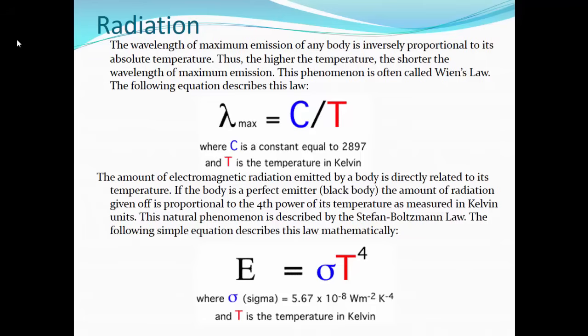So what do you need to remember? What do you need to write down? Absolutely. Both the wavelength of maximum emission and the amount of electromagnetic radiation of energy are related to the temperature of the object. The wavelength of maximum emission is inversely proportional, and the amount of energy is directly proportional.